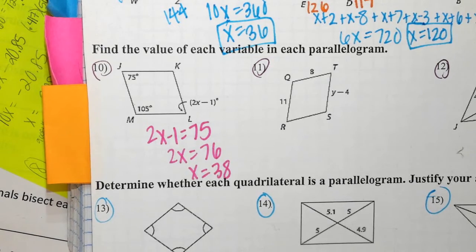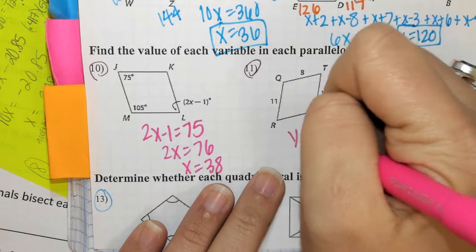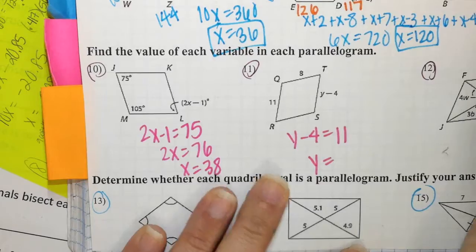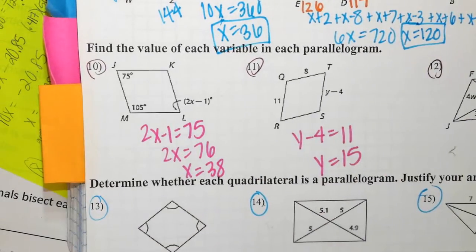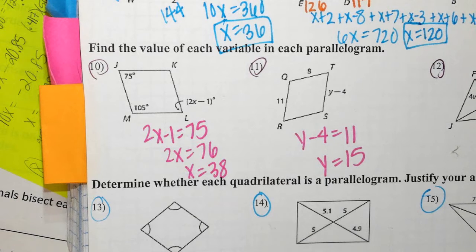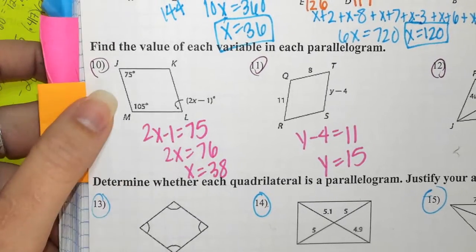Alright, what do we know about opposite sides of a parallelogram? So we have y minus 4 equals 11. So what does y equal? 15. If you got it right, what do you do? If you got it wrong, what do you do? Correct it, not just an X. Let's fix our mistakes.